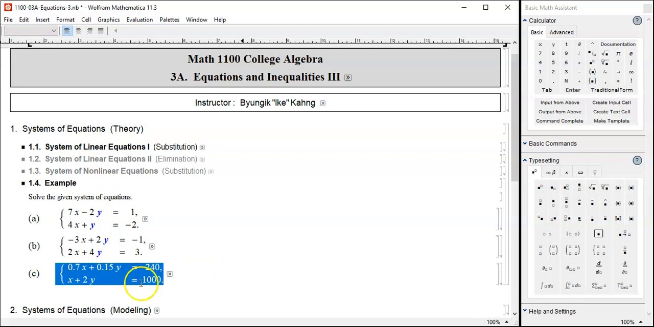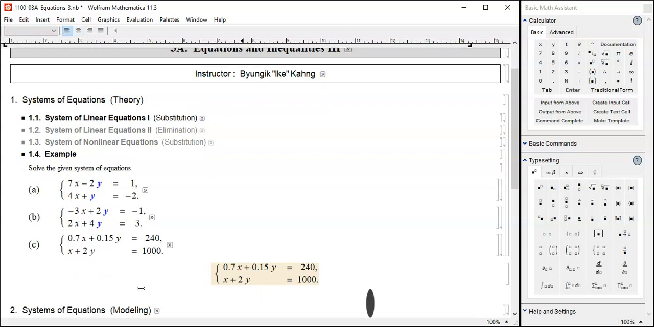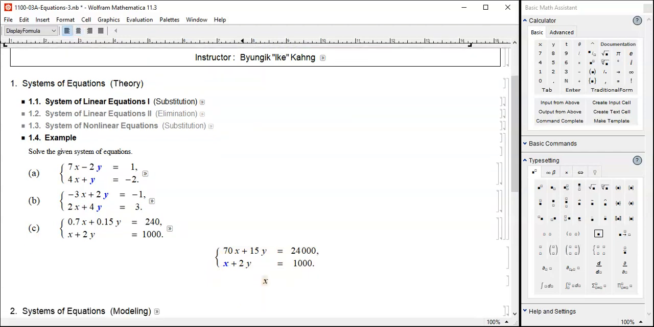So my first reaction here, my initial reaction, is to remove the decimals. Multiplying 100 to each term in the first equation, I can remove this decimal because we have only 2 decimal digits. So multiply 100, multiply 100, multiply 100. There you go. So here's my system. And from here, let's solve for x. And then substitute it to the other equation.